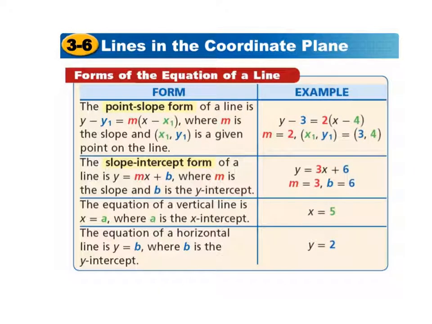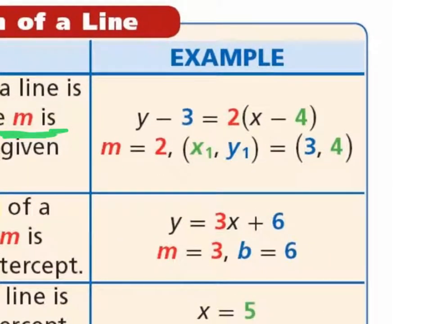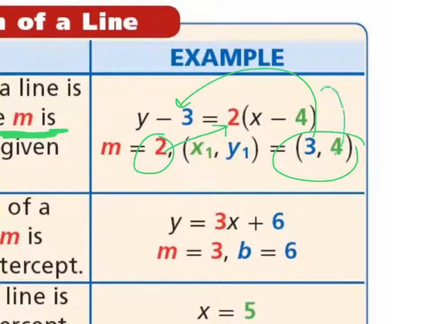Point-slope form is y minus y1 is equal to m times x minus x1, where m is our slope, and x1 comma y1 is a given point on the line. So if m is equal to 2, we plug in 2 for m, and we plug in our point for x1 comma y1.